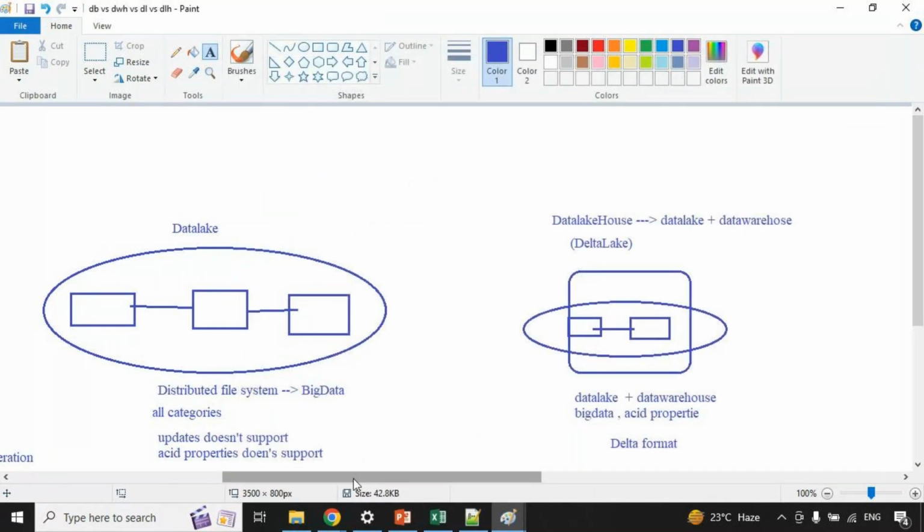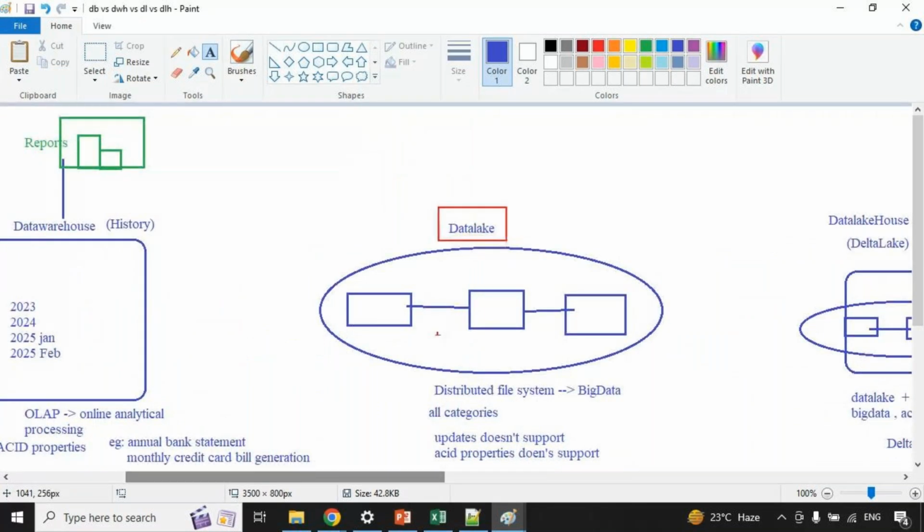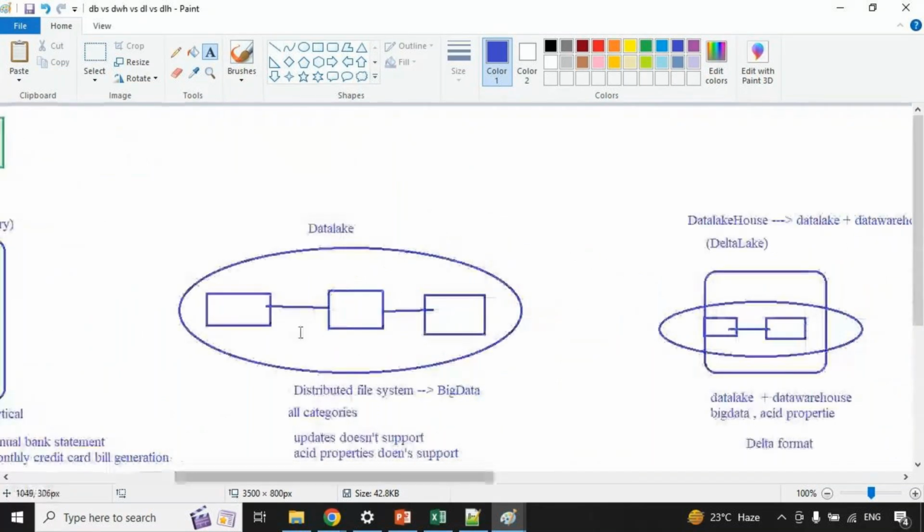So here, a traditional data lake holds small amounts of data, historical data, to handle the huge amount of data, but it doesn't support data warehousing features. A data lakehouse can support those features.